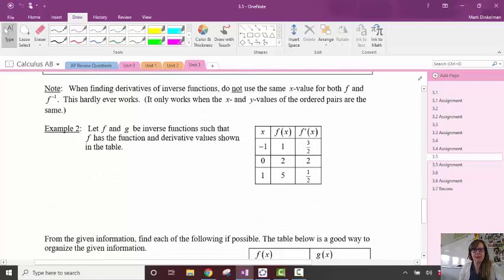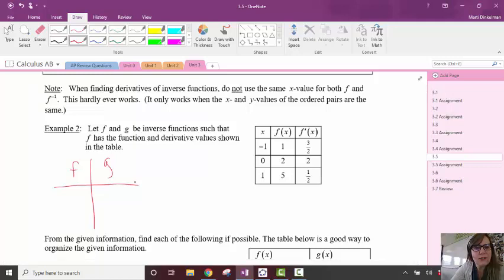Okay, so let's look at example 2. He gave us some information, but I like to put things in a table just to keep track. And you kind of have to watch the table. It doesn't really make sense to just look at it at the end, just so you know. So let f and g be inverses such that f has the function and derivative shown in the table.